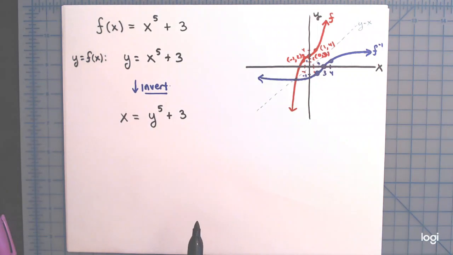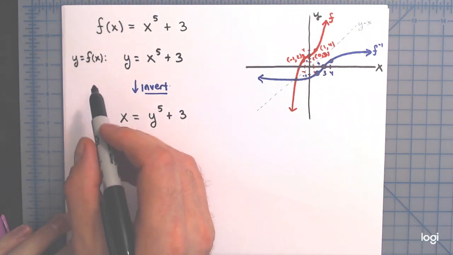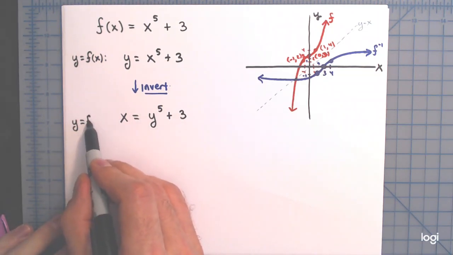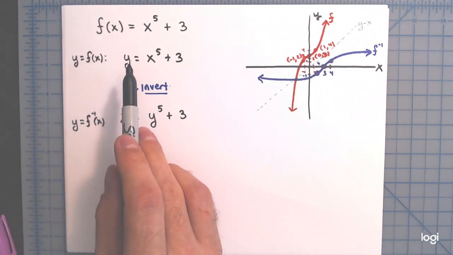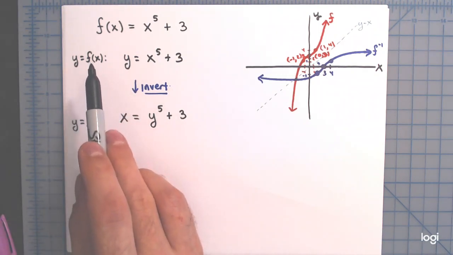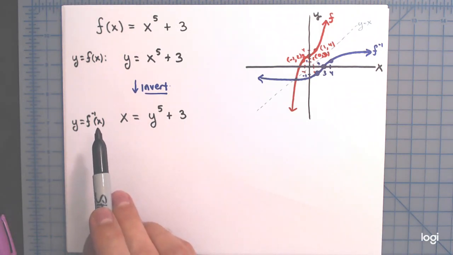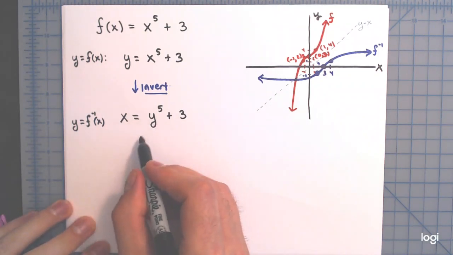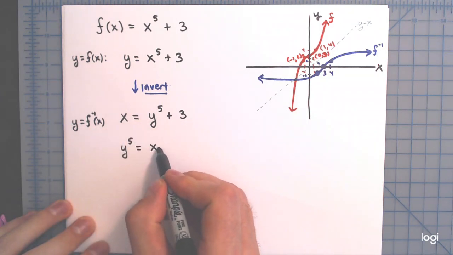All right, and then we solve. Now in this equation, the y you are seeing represents the outputs for that f inverse of x, not f. So the y up here represents outputs for function f. The y here represents outputs for the function f inverse. Just be careful with that. All right, so this is solving for y. You've got y to the fifth on one side equal to x minus 3.